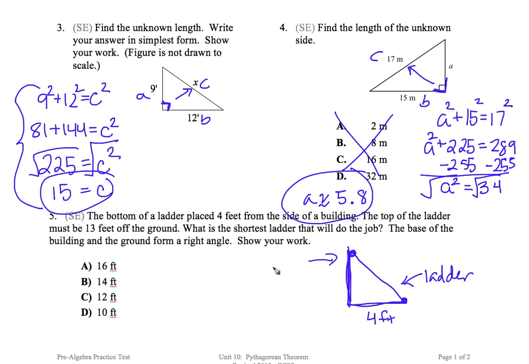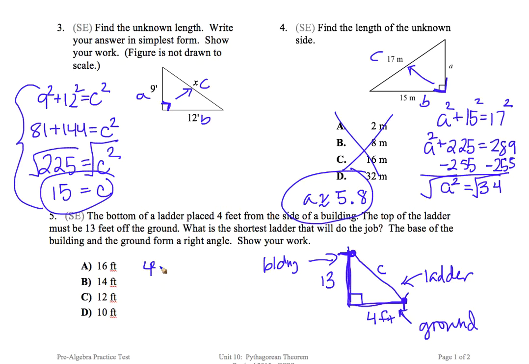So there's my ladder, there's my building. This right here is the ground. Okay, so you can imagine the ladder here. It's got to be at least 13 feet above the ground, or off the ground. And it's 4 feet here. Okay, so this is creating a right angle. So I need to see the shortest ladder that I can buy.